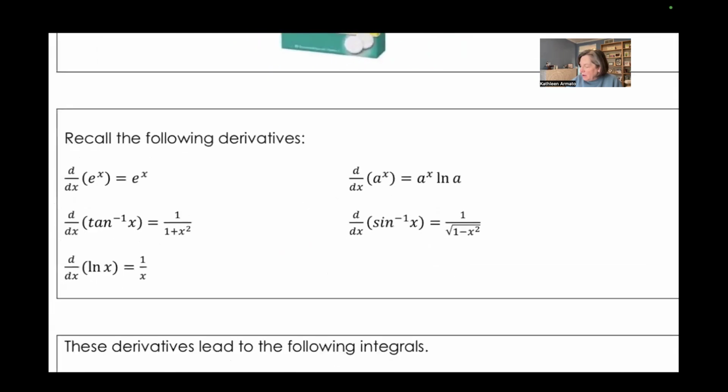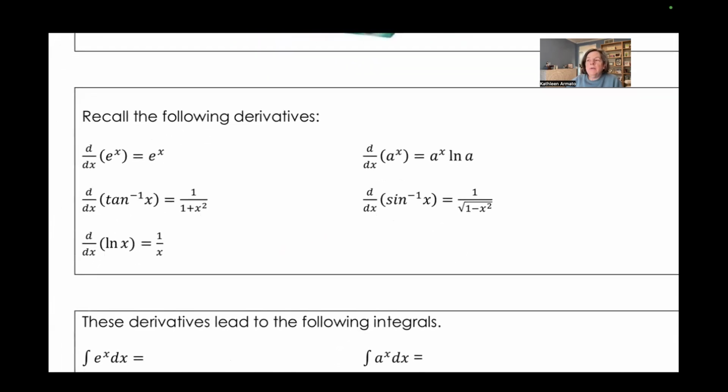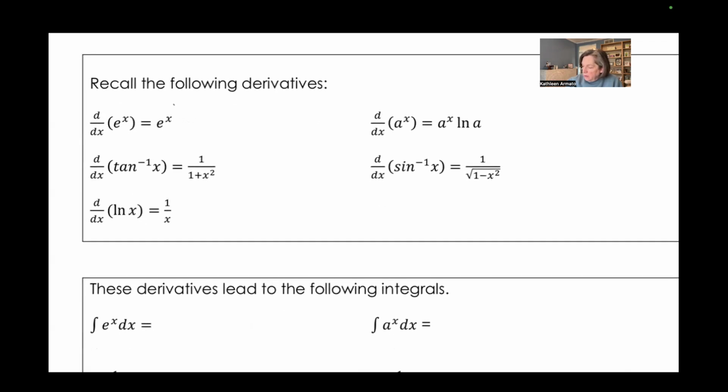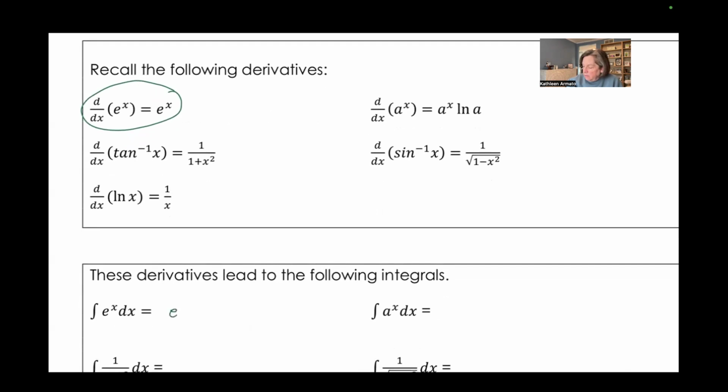All right. So, again, integrating is basically just going backwards from taking a derivative. So we're going to look at some derivatives that we've done and use that to lead us to some integrals. The derivative of e to the x is e to the x. So the integral of e to the x would be e to the x. Don't forget that plus c. Okay, so that one's pretty simple.